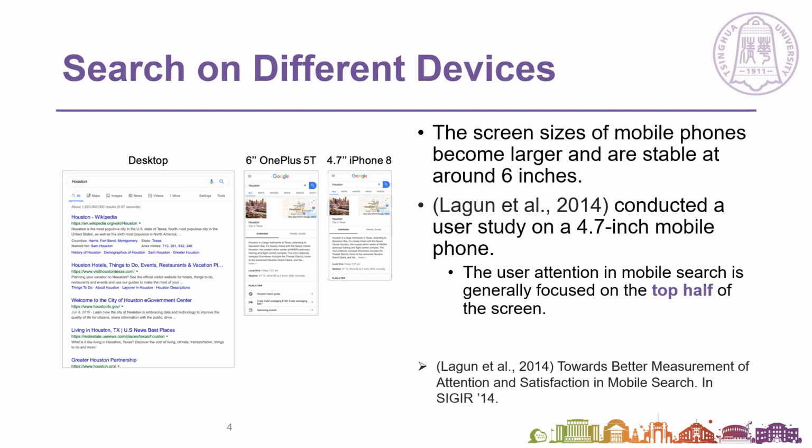In addition, the screen sizes of mobile devices become larger and larger in recent years. Now, most of the popular mobile phones have a 6-inch screen. However, the recent work on eye tracking in mobile search is lagging, in 2014, which is conducted on a 4.7-inch mobile phone. They found that most of the user's attention locates on the top half of the screen. However, we don't know whether this finding still works with larger screen sizes of mobile devices.